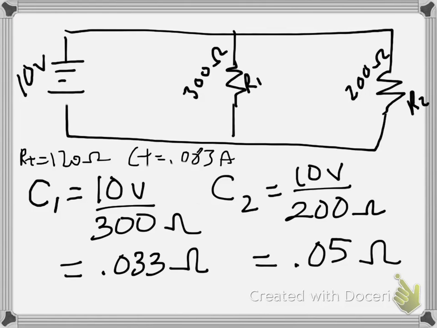With the given information, we can find the values for current 1 and current 2. So for current 1, we divide 10 volts by 300 ohms, and the result is 0.033 ohms. For current 2, we divide 10 volts by 200 ohms, resulting in 0.05 ohms. Voltage is the same throughout.